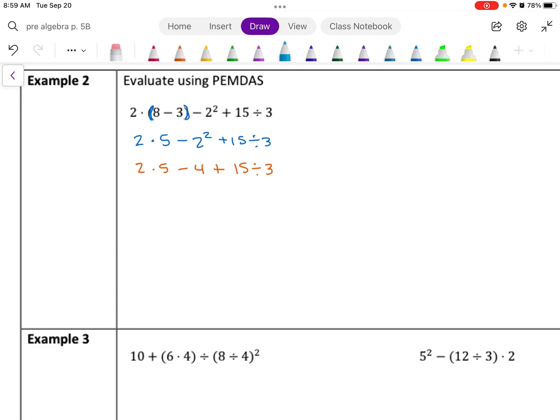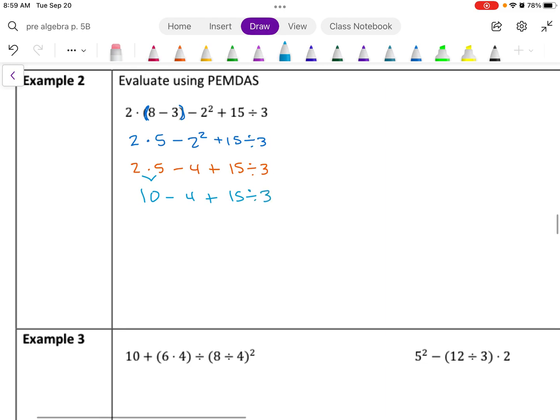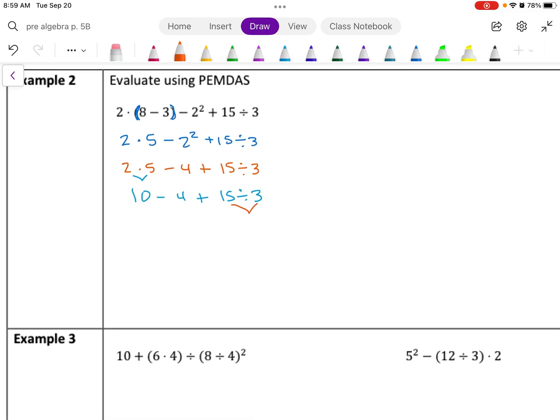Okay, well, we did parentheses, we did exponents. Now we do multiplication, division from left to right. So I see 2 times 5, which would be 10, minus 4 plus 15 divided by 3. And then we've got 15 divided by 3, which would be 5. So 10 minus 4 plus 5. And then we do addition, subtraction from left to right. So 10 minus 4 is 6 plus 5, and 6 plus 5 is 11. And that is our evaluated or simplified answer.